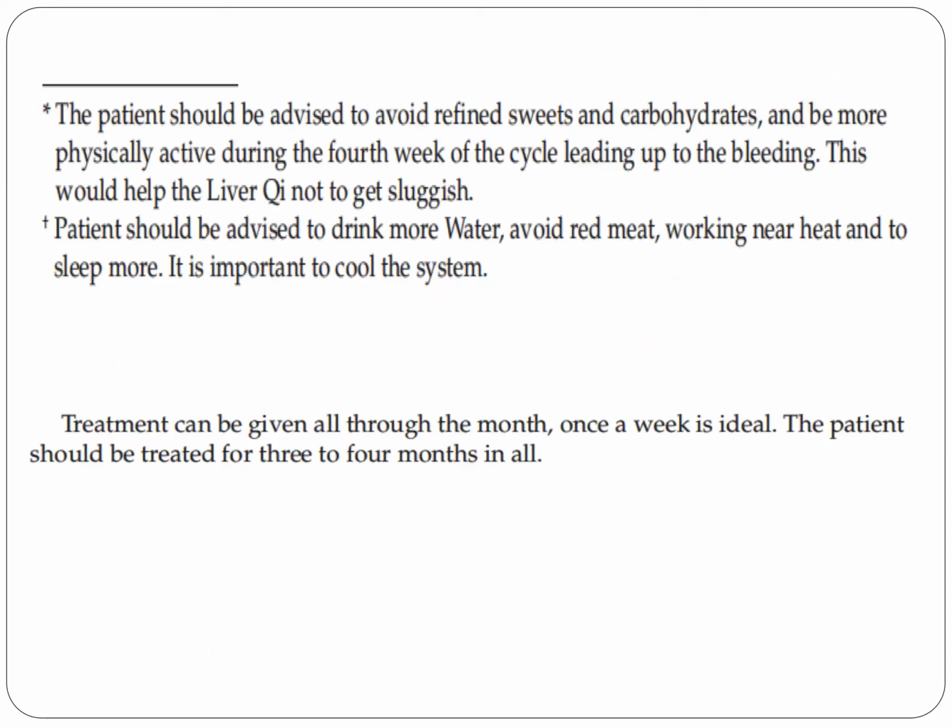The patient should be advised to avoid refined sweets and carbohydrates and be more physically active during the 4th week of the cycle leading up to the bleeding. This would help the liver qi not to get sluggish. Patients should be advised to drink more water, avoid red meat, working near heat, and to sleep more. It is important to cool the system. Treatment can be given all through the month. Once a week is ideal. The patient should be treated for 3 to 4 months in all.